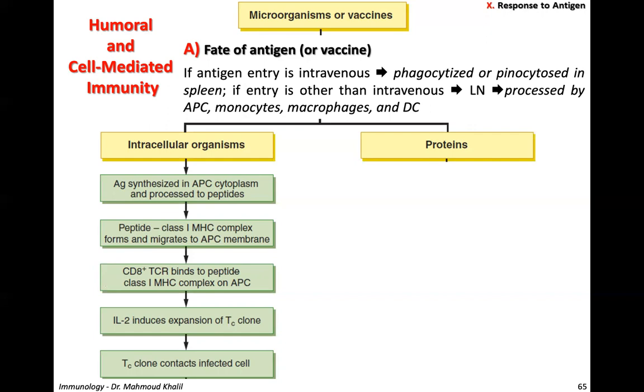And this TC clone, under the influence of interleukin 2 and the expansion, starts to contact these cells infected with the intracellular organisms.